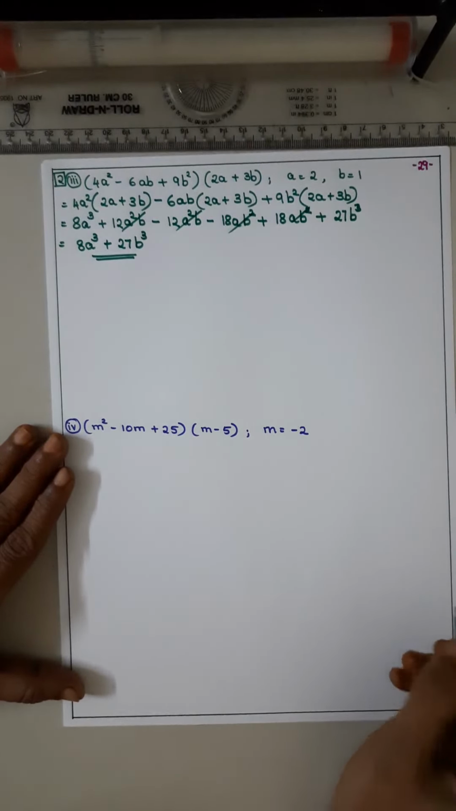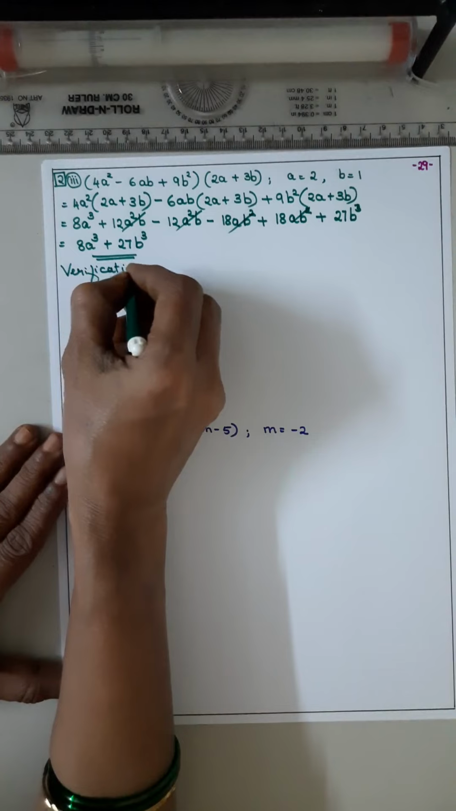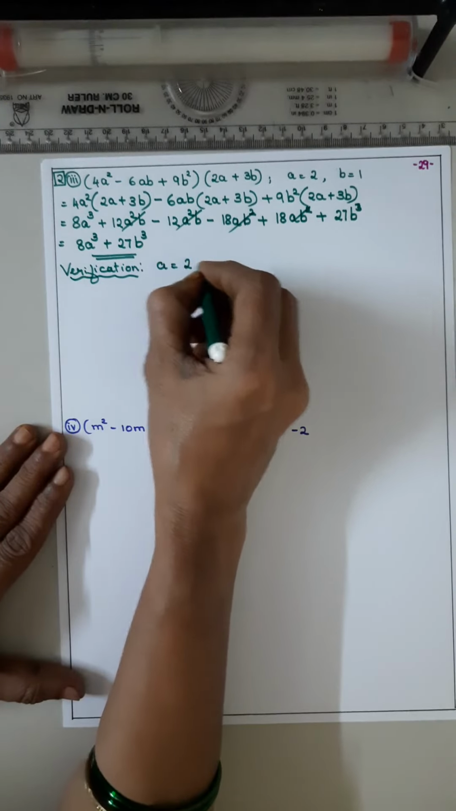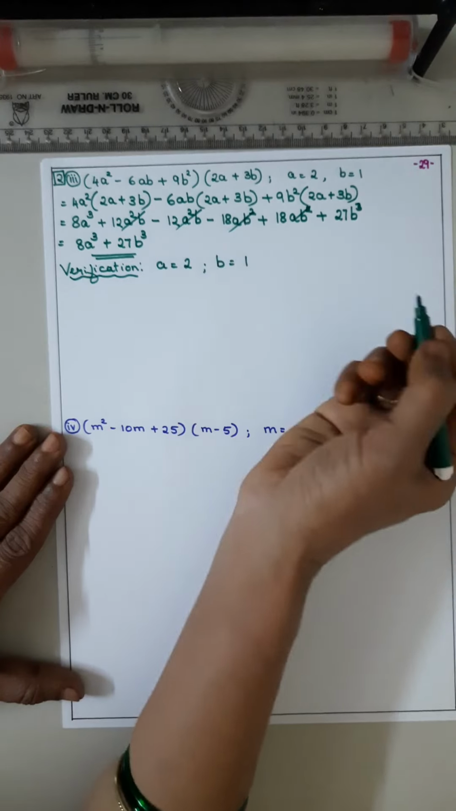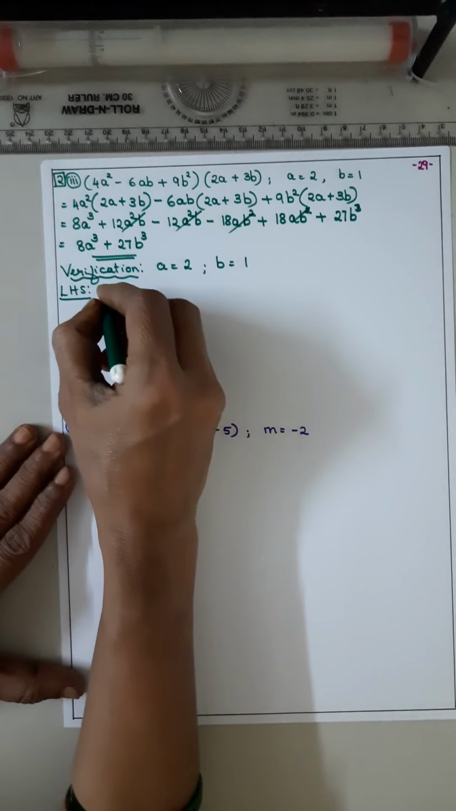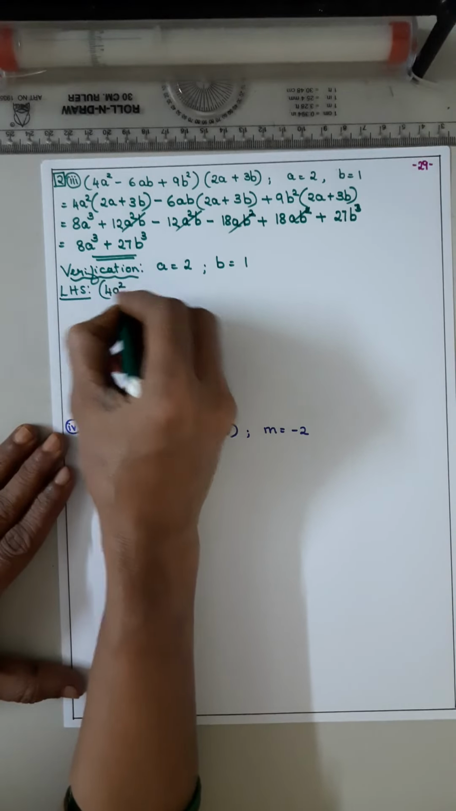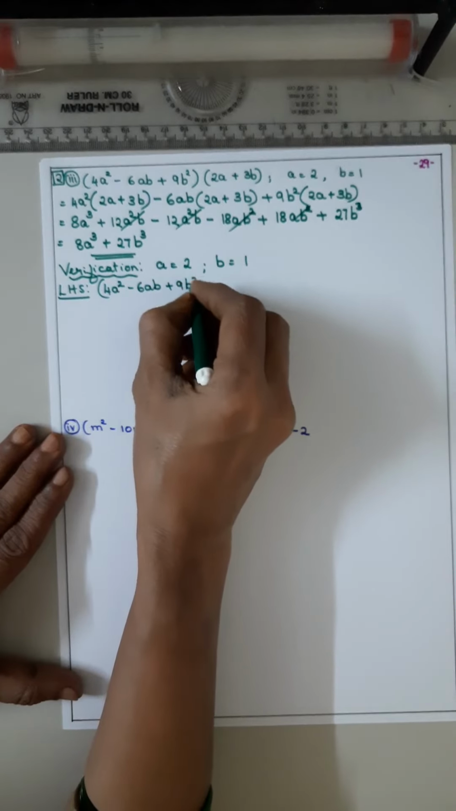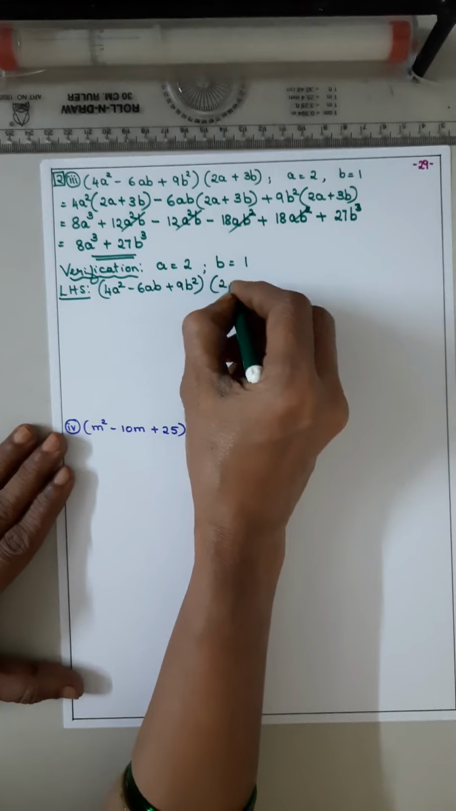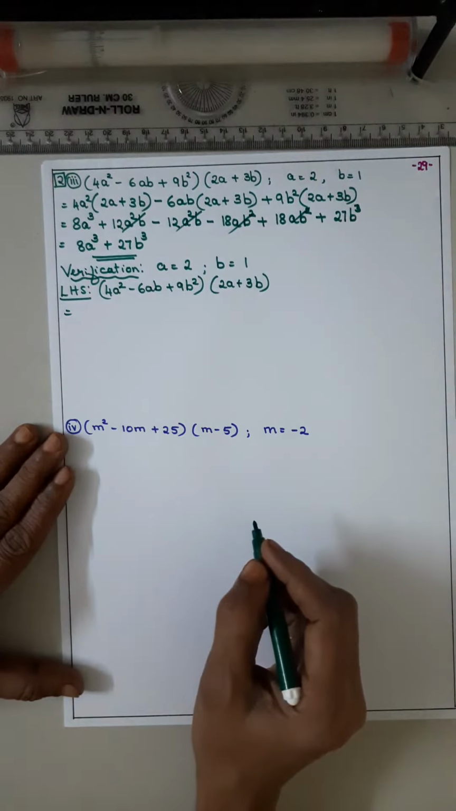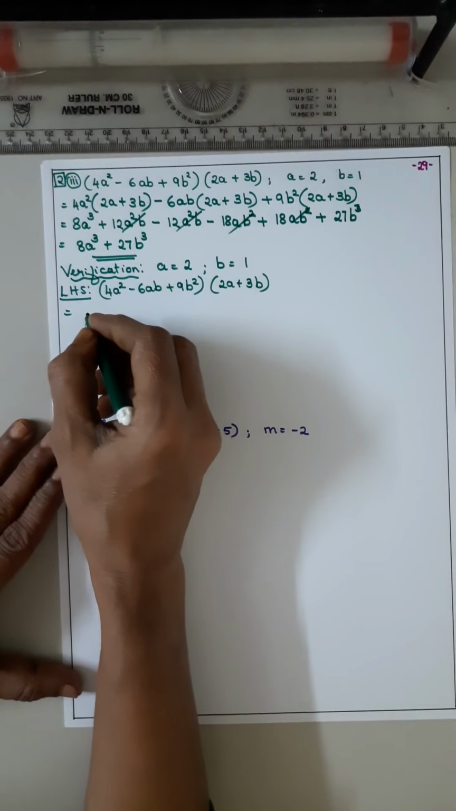Now it is verification with values a is equal to 2 and b is equal to 1. Now LHS, write the question: 4a squared minus 6ab plus 9b squared, bracket 2a plus 3b. Okay, we'll put the values.